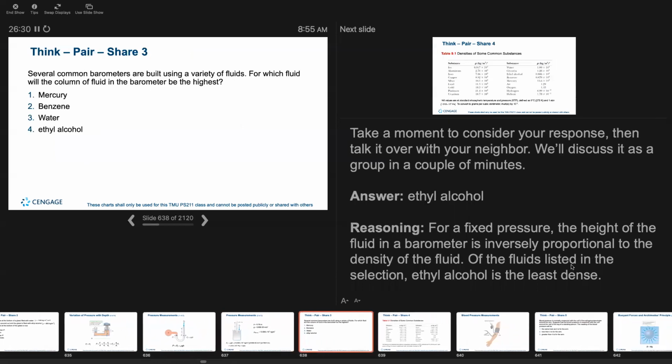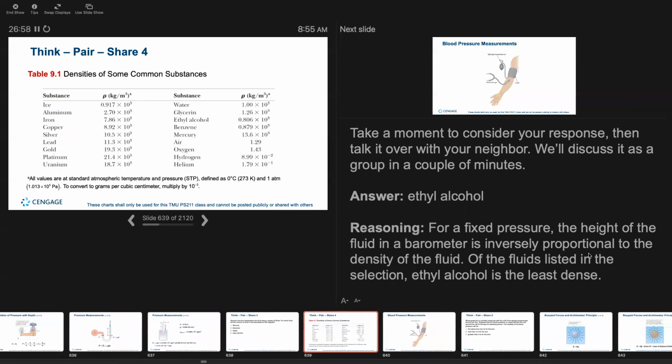So here's another question. Several common barometers are built using a variety of fluids. For which fluid will the column of fluid in the barometer be the highest? And the answer is ethyl alcohol. For a fixed pressure, the height of the fluid in a barometer is inversely proportional to the density of the fluid. Of all these fluids listed in the selection, ethyl alcohol is the least dense. So that's the reason why that would be the answer.